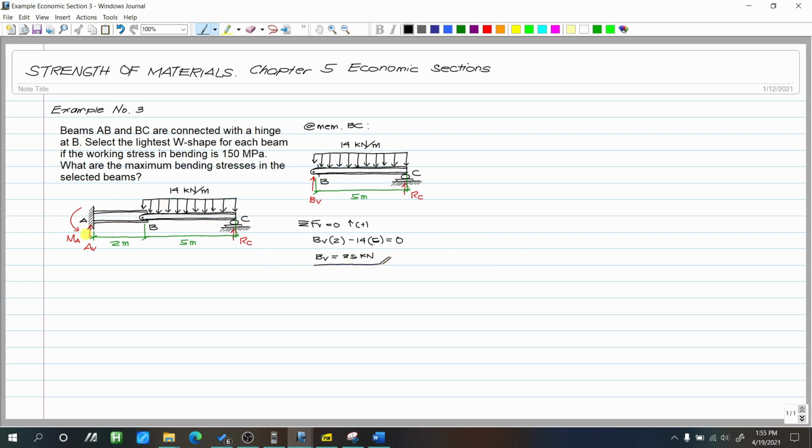Then, pagpunta sa segment AB or member AB, yung RC, this is also equals to BV. Okay? RC is 35 kN rin. Okay, so dito, magiging downward yung BV. Okay, so drawing natin.